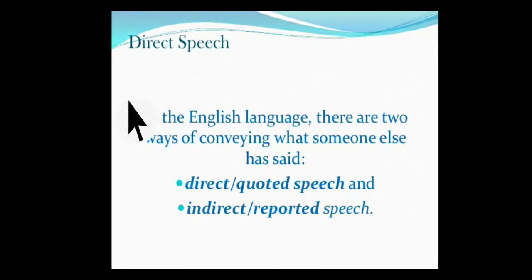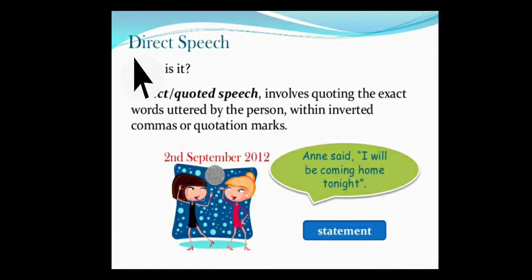Now, what is direct speech? In the English language, there are two ways of conveying what someone else has said: direct, that is quoted speech, and indirect, that is reported speech. Direct quoted speech involves quoting the exact words uttered by a person within inverted commas. Whatever a person says or utters is reported the same. There is no change being made.